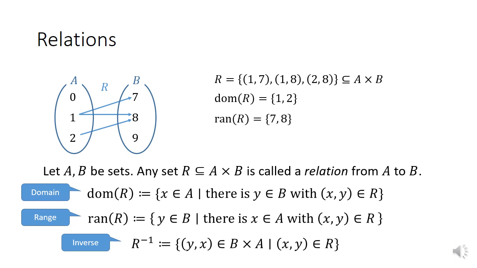The inverse relation of R is the relation in which the roles of A and B and the order of the entries x and y are reversed. In our example, it looks like this. In the diagram, the direction of the arrows is reversed.